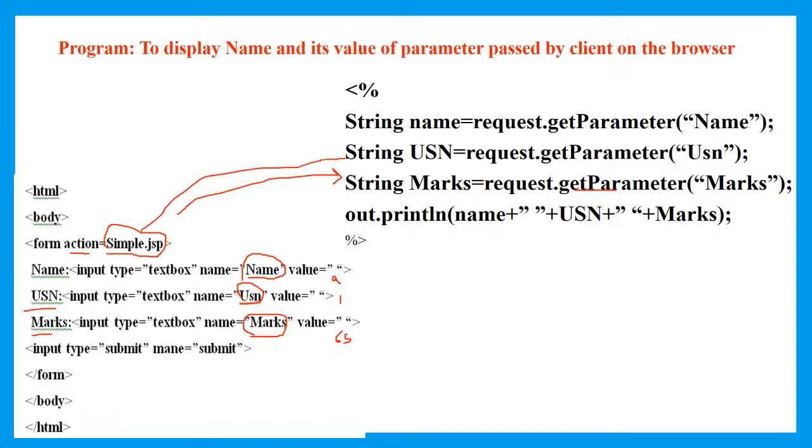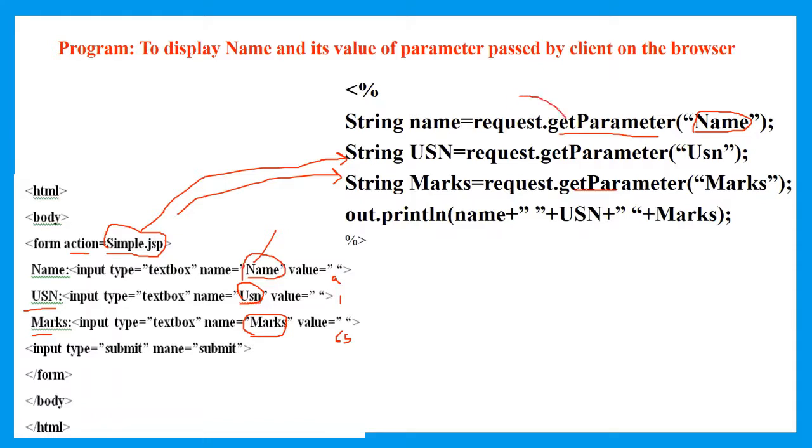Now I need to read the values and display them on the browser. In order to read the values which have been sent by the client, we will make use of a method called getParameter. getParameter is a method which is going to read the input parameters passed by the client and takes one argument, that is the name of the field. The client has sent the value. The name of the field is name, which has been given in an input type. The value which is available in this input type has been taken out, and the getParameter method belongs to the interface called request.